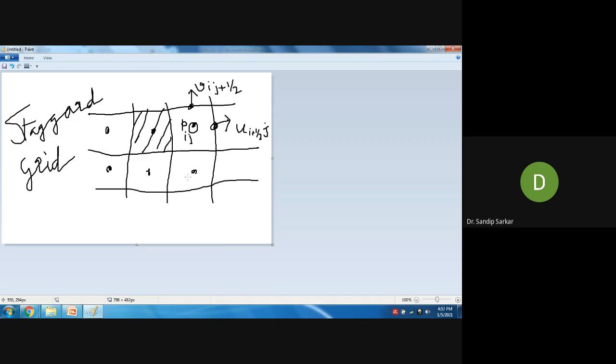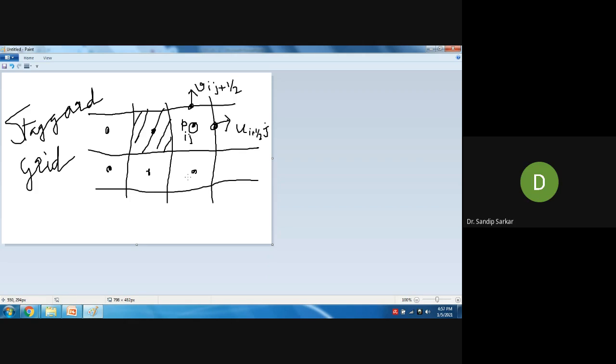Your solution may be wrong in some cases, or you may get very poor convergence. For high Reynolds number flow, you may not be able to solve your problem at all. Those are the problems you may face for high Reynolds number flow or a moderate range of Reynolds number flow. Understood?